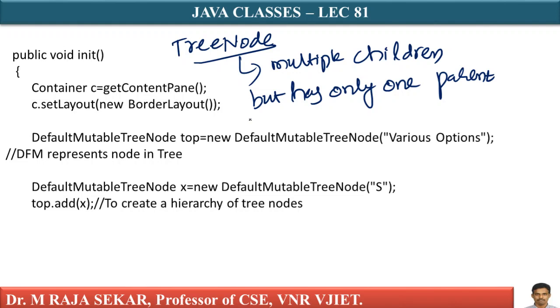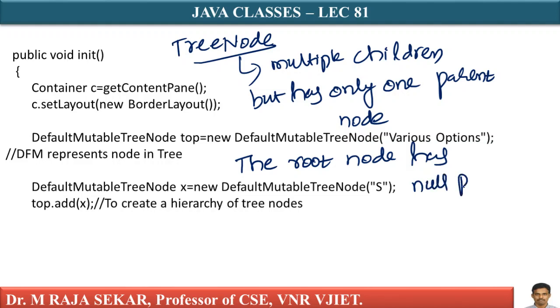Only one parent node. The root node has null parent. We will try to understand.